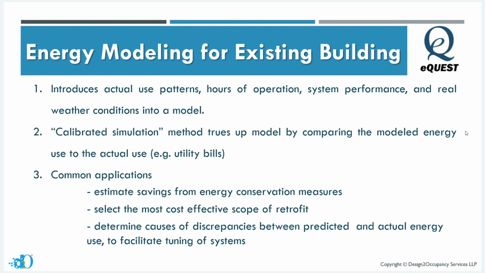After doing the calibrated model, we suggest the client do ECMs, energy conservation measures. Like you need to just change the HVAC systems. You need to install the occupancy sensors. These are the energy conservation measures we generally suggest to clients to make the building energy efficient. So this is one of the most effective scopes of retrofit.